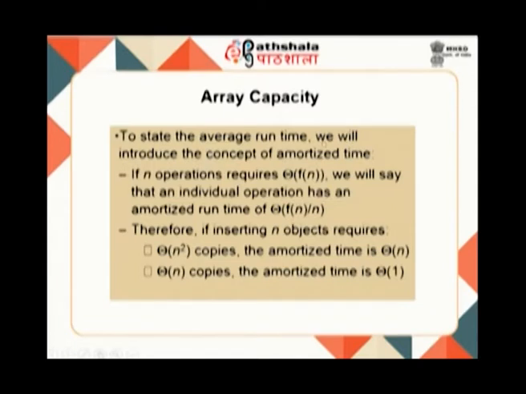So, to state the average run time, we will introduce the concept of amortized time. Let us look at what amortized time is. If n operations require of the order of f(n), we will say that an individual operation has an amortized run time of the order of f(n) divided by n. So, this is just taking a small average of operations. Therefore, if inserting n objects requires O(n squared) copies, the amortized time is of the order of n. For order of n copies, amortized time is O(1). So, this is how we will calculate it.